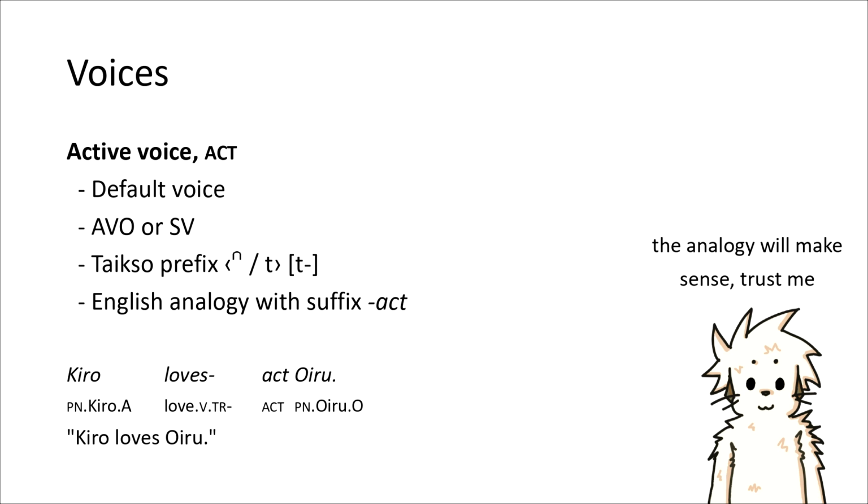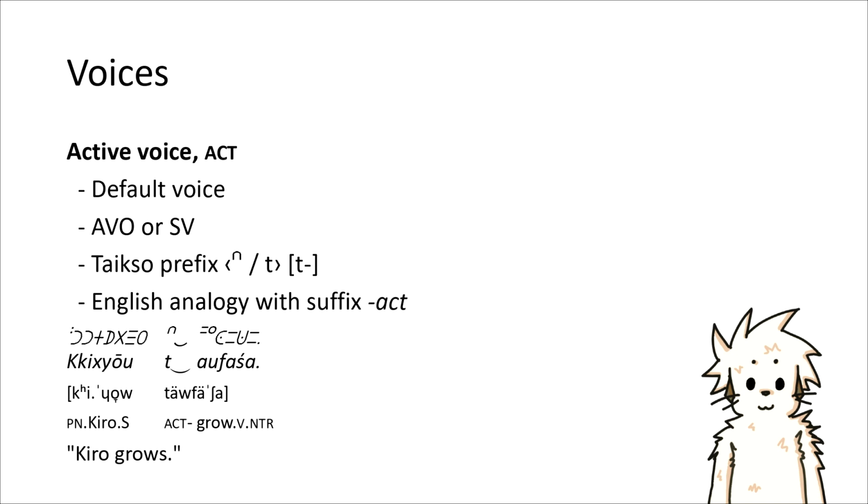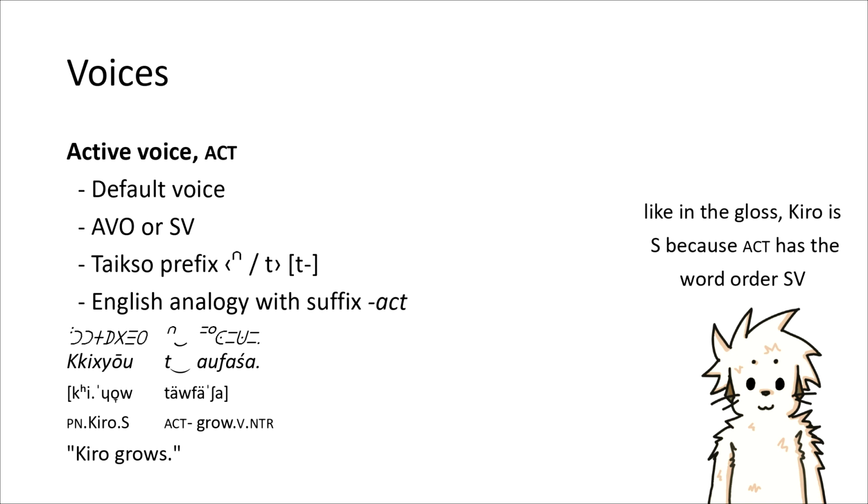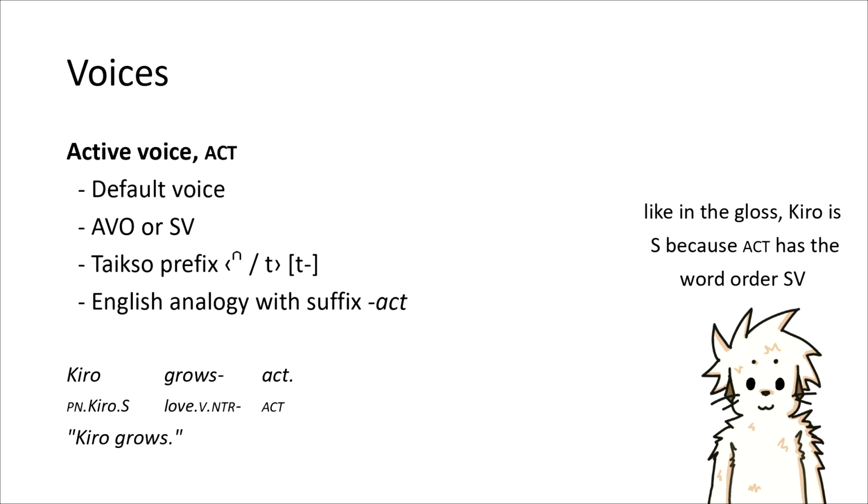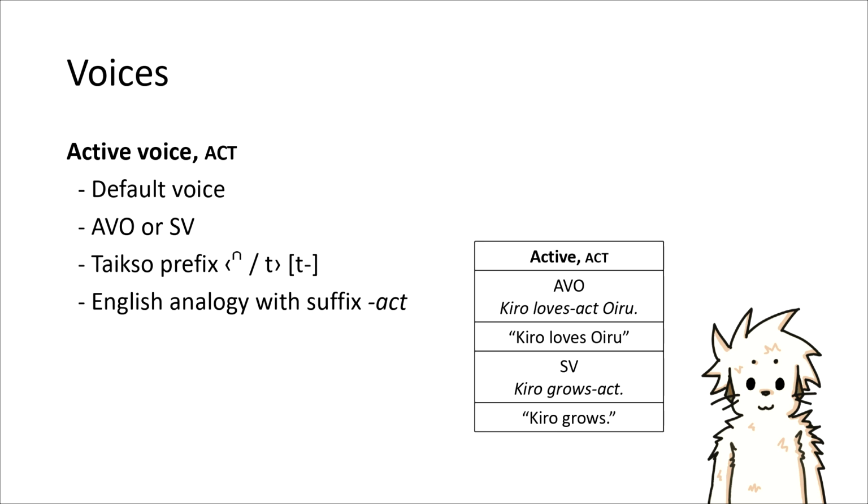For intransitive verbs, see this example. This active verb only has 1 argument, which tells you it must be the soul. Therefore, Kiro is the sole argument that undergoes the action of growing. With the suffix analogy, it can look like this. Like I said before, the active voice is the default voice. If we want to spice things up, we can use other voices.